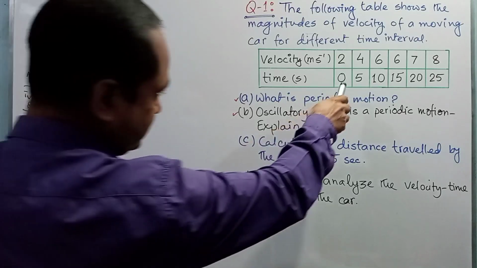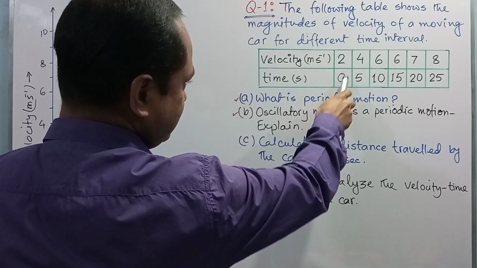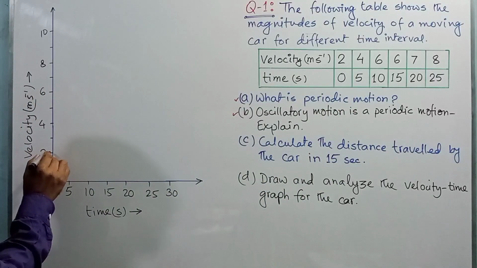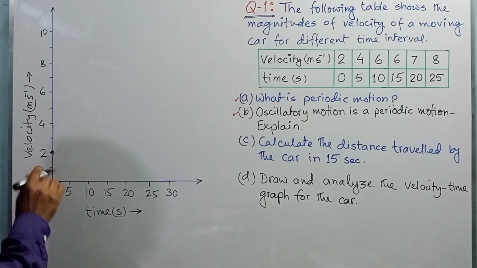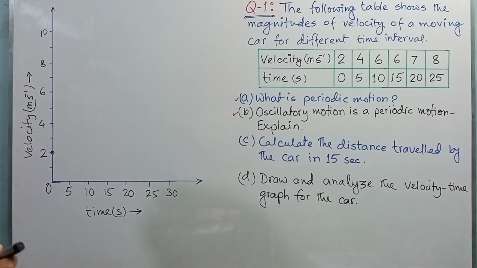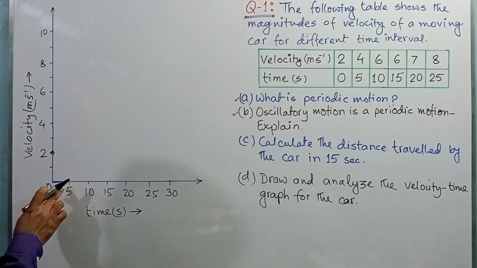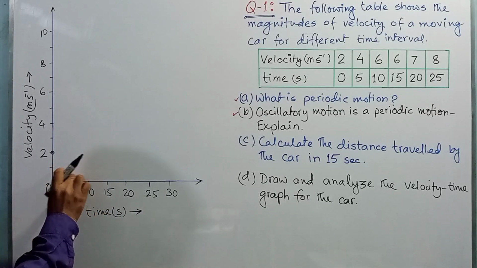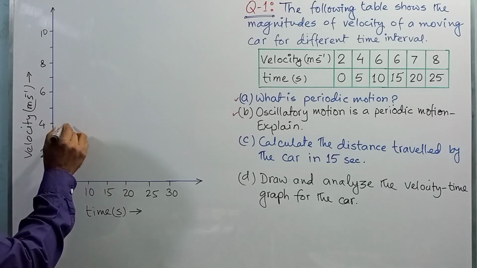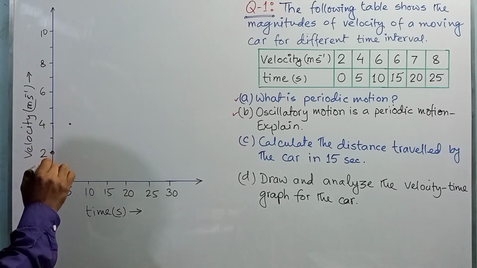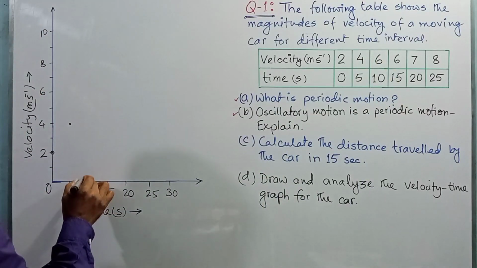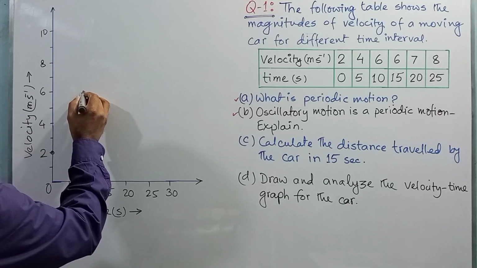In the graph they show that when the time was 0 the velocity was 2. This is the point for the first 0 second. And when the time was 5 the velocity was 4. So at time 5 second the velocity was 4, right? At time 10 second the velocity was 6. Okay.